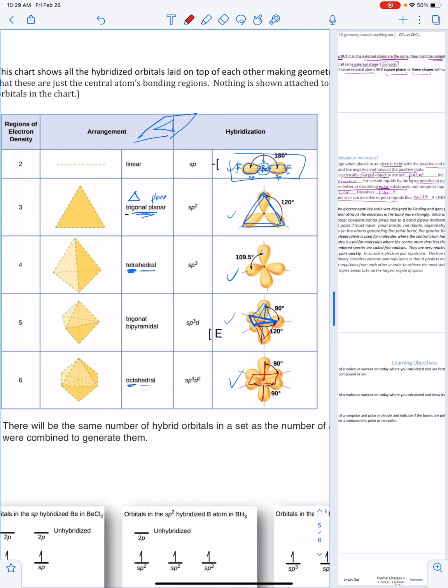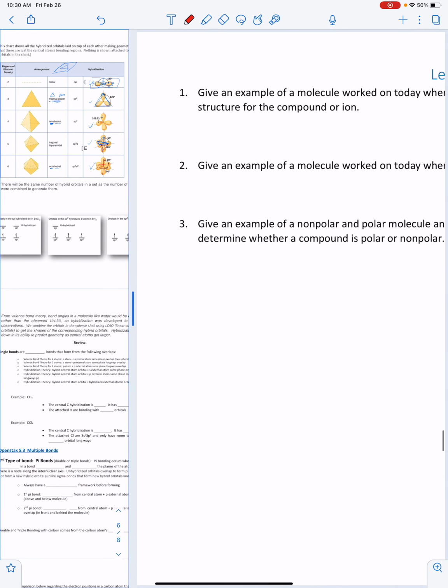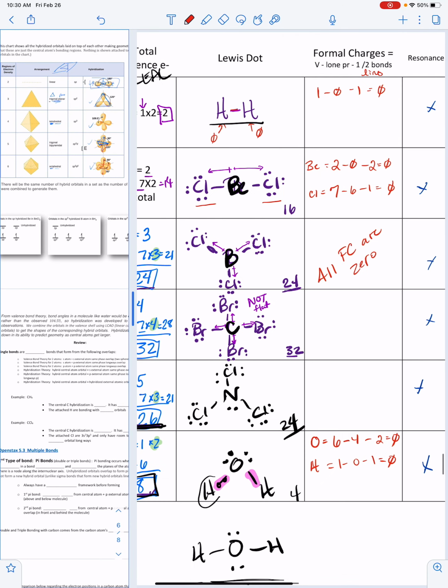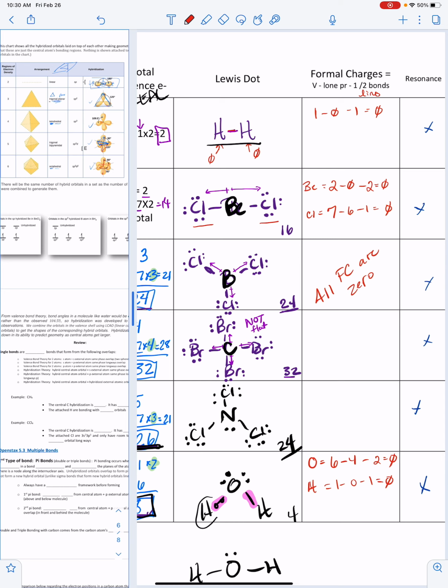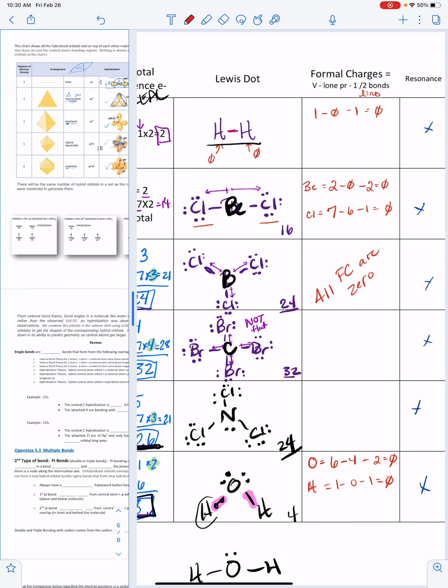So let's go back and practice matching these names with your worksheet. Here's the worksheet over here. This is chapter 4. If you go to the very end of chapter 4, you will see that we have already drawn several structures. All you have to do for these is look at the electron density. So you can see we have options of 2, 3, 4, 5, or 6. Electron density is either where there's a bond or where there's a lone pair. Either case, we're counting them as the same.